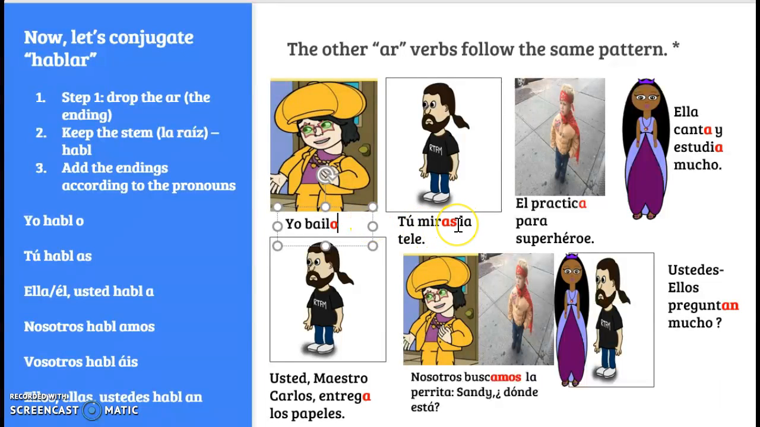Mirar la tele, to watch TV, the same thing. Drop the AR, and because it's tú, you're going to add AS. So look at that pattern. If you have one of the pattern, you know all of the other ones. Practicar is él, so you're going to add the A. Practica. Cantar y estudiar, for ella, canta, estudia.